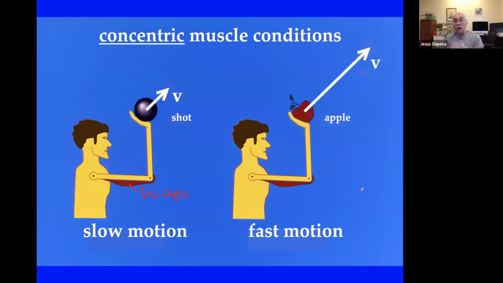So this is the property of muscle. When the muscle is allowed to shorten very fast, like with the apple, the force is small. But when the muscle is not allowed to shorten very fast, like with the shot, the force will be bigger. And this is an extremely important property of muscles that affects what makes optimum technique.